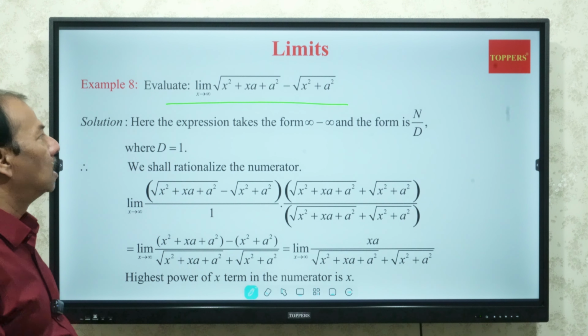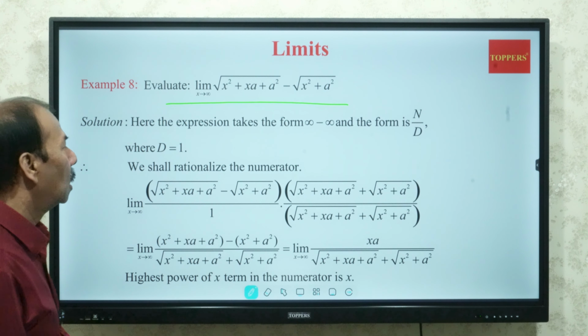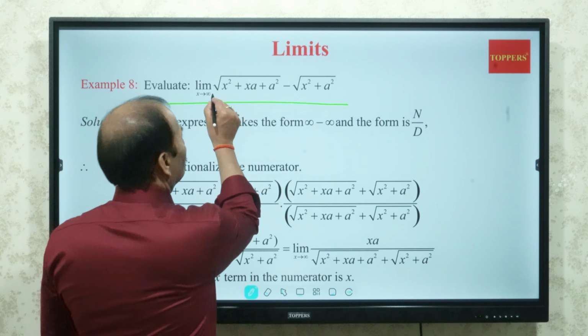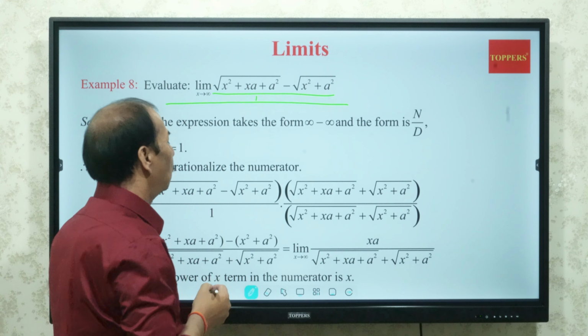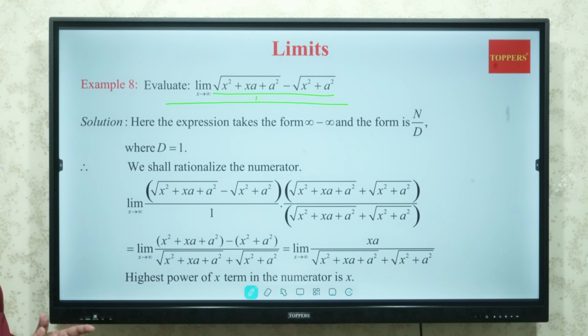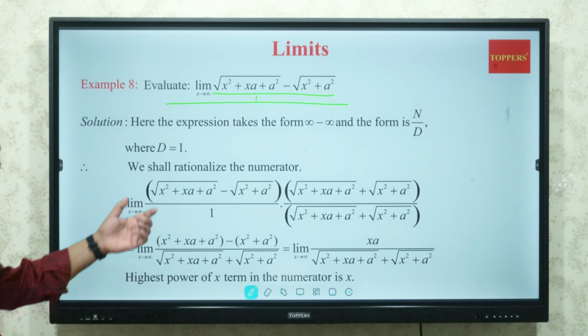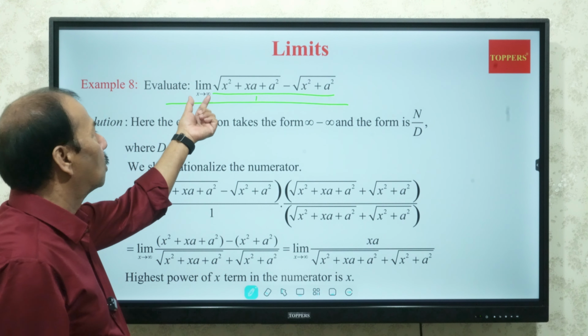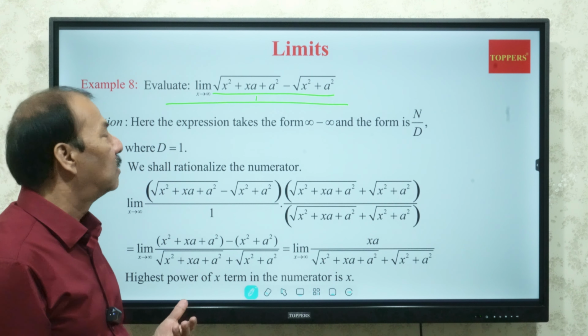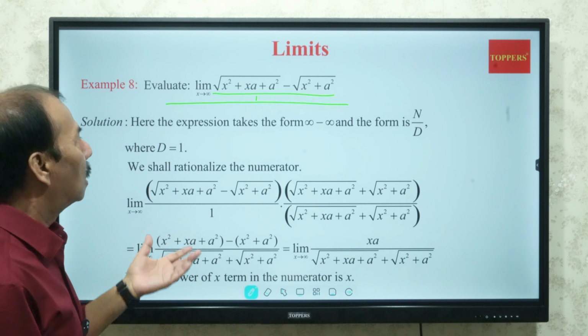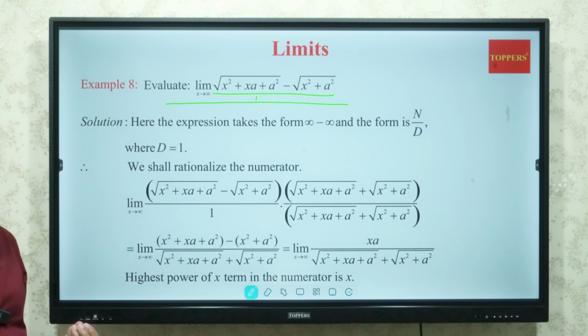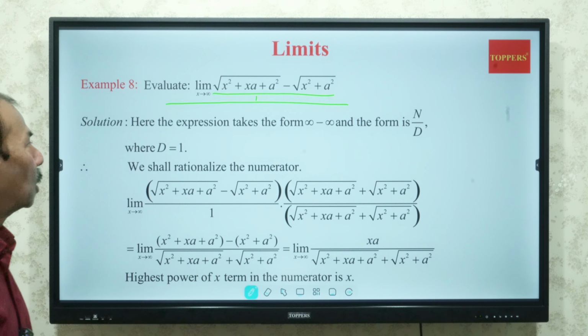So if you don't have any term in the denominator, we can consider it as 1. So let us say this is divided by 1, and then we will rationalize and again we will proceed further. Here limit x tends to infinity, so again it becomes an infinity type of question. So after rationalizing we will find out what is the highest power in the numerator as well as denominator, and then we will divide the numerator and denominator by that highest power and we will again proceed further.